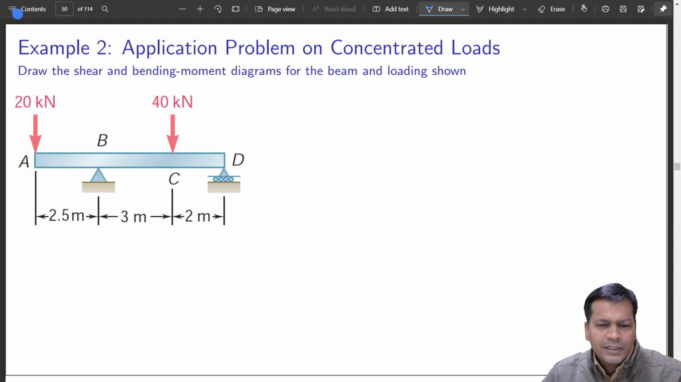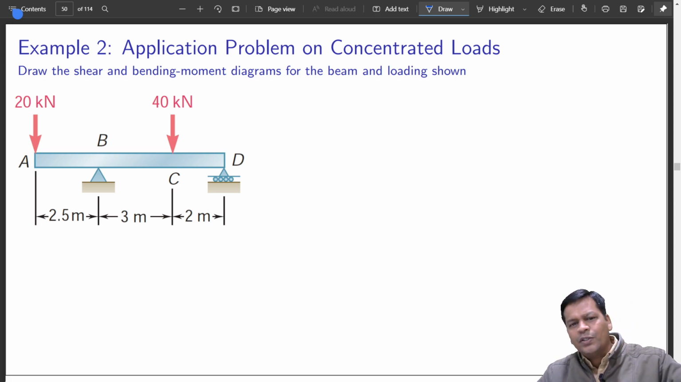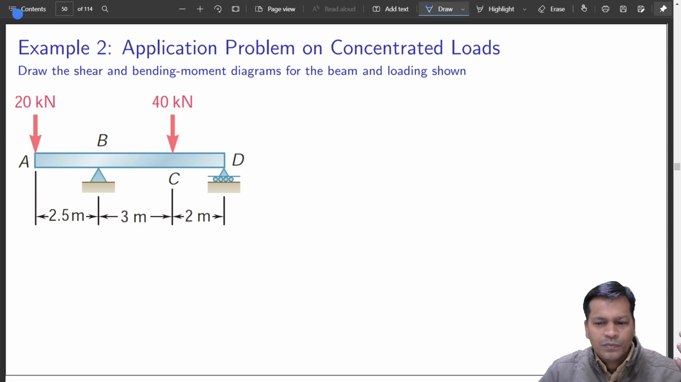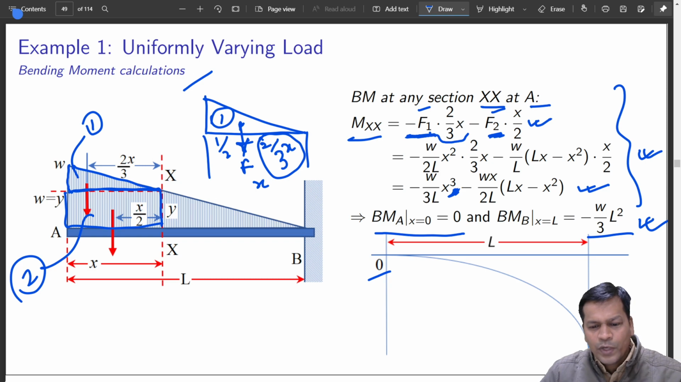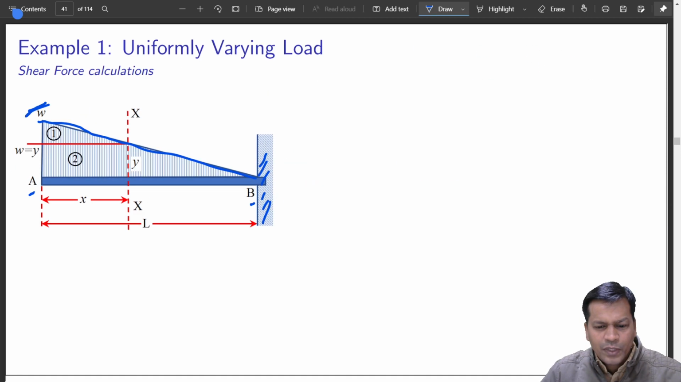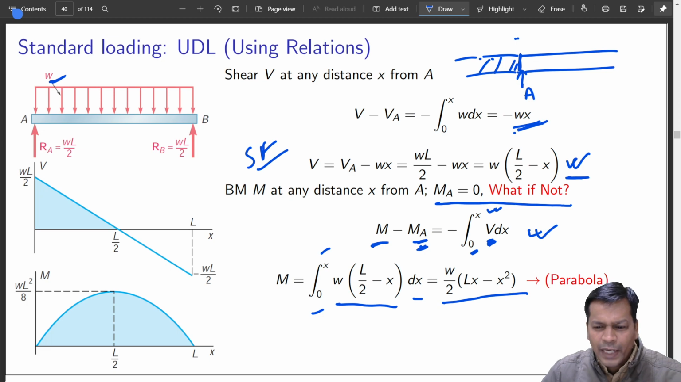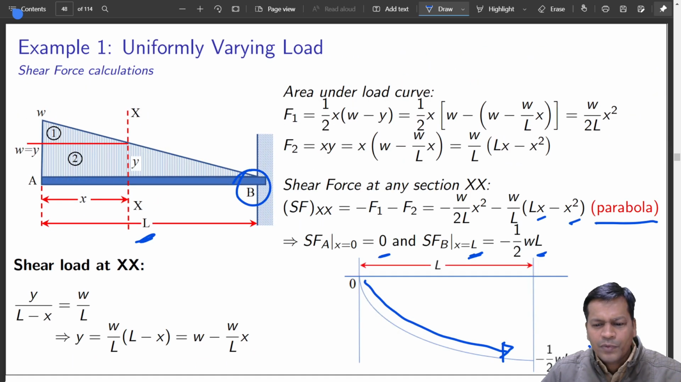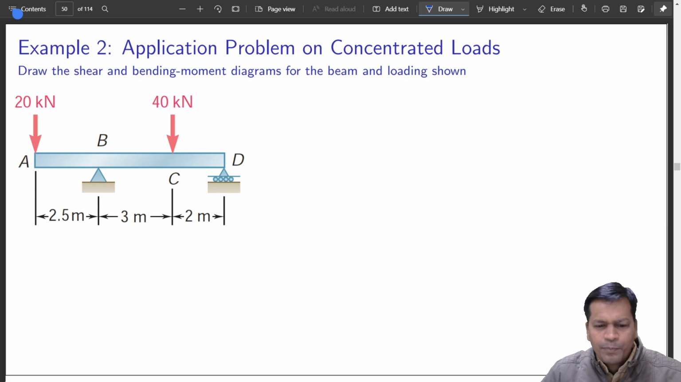Now let us do some examples one by one using concentrated load or a combination of loads. From now on, we'll use combinations, not the standard way of just one type of loading, the way we have dealt with so far. To begin with, I have put concentrated loads on a simply supported beam which is overhung also, with two different concentrated loads. Loads can be many, we'll see as we go.